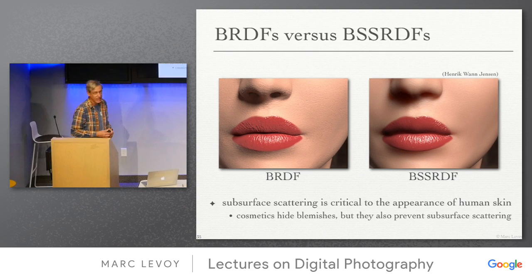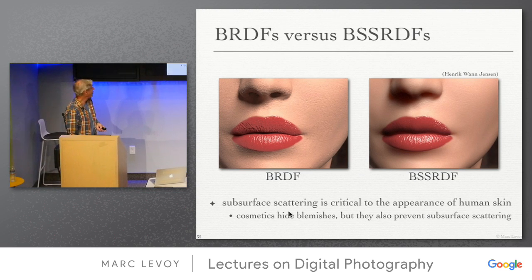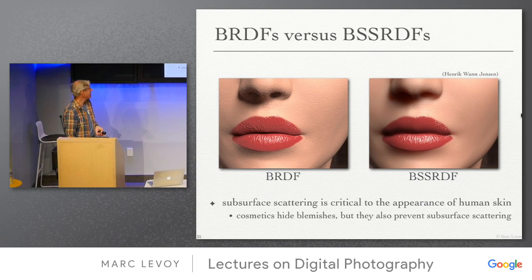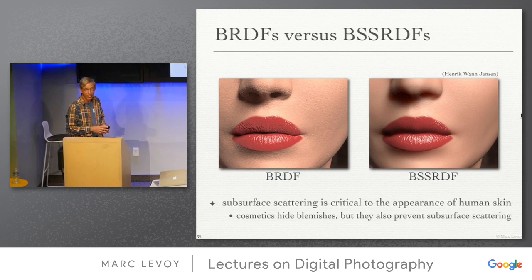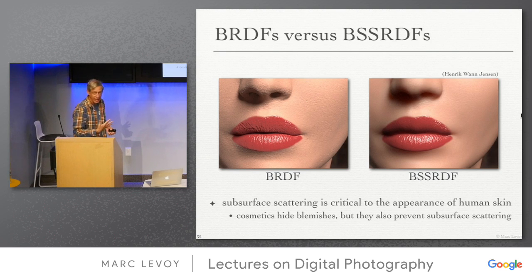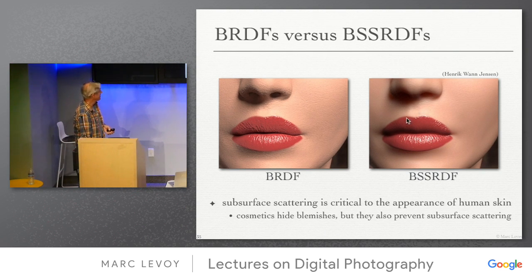Because if you don't model it, then you don't get subsurface scattering. And so here's an example of that. There's no subsurface scattering here, and there is here. This arguably looks more human. And indeed, if typically a woman puts on too much base cosmetic, they may hide blemishes, but they will also kill subsurface scattering. And they'll look like this.